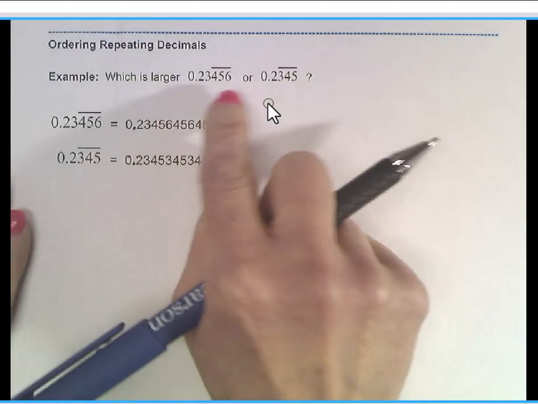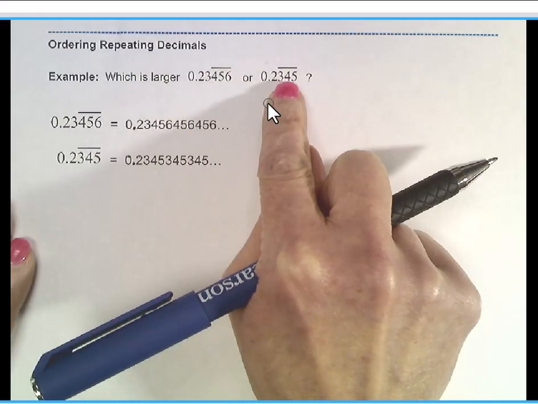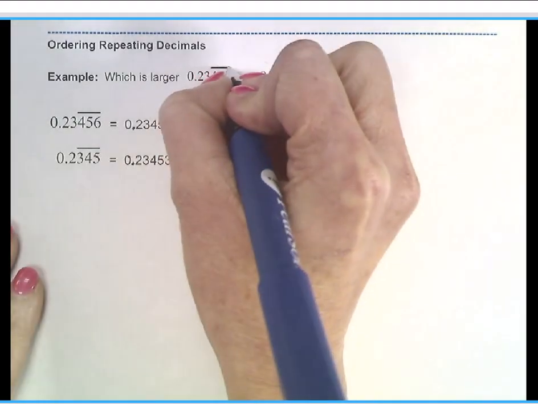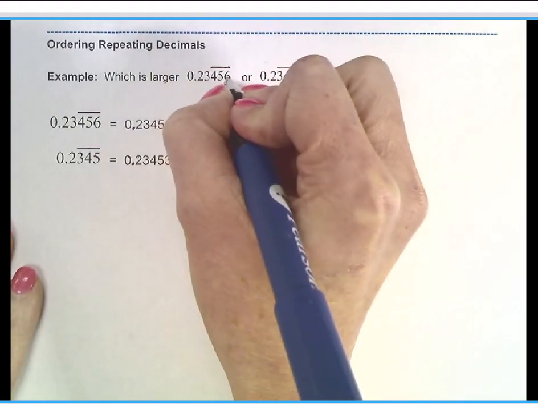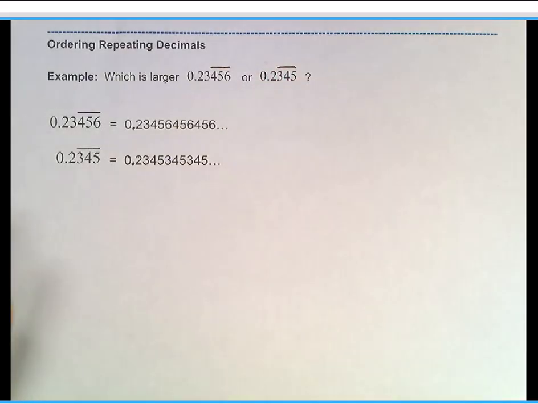So this example says, which is larger? This repeating decimal or this repeating decimal? Well, let's look at the repeating block of numbers. They both have 3 repeating digits, or the block of numbers. On the first number, the 4, 5, 6 is what repeats. On the second number, the 3, 4, 5 is what repeats. So what you want to do is write down the repeating block maybe 3 or 4 times. Just write it out a bunch of times, and then we're going to compare.